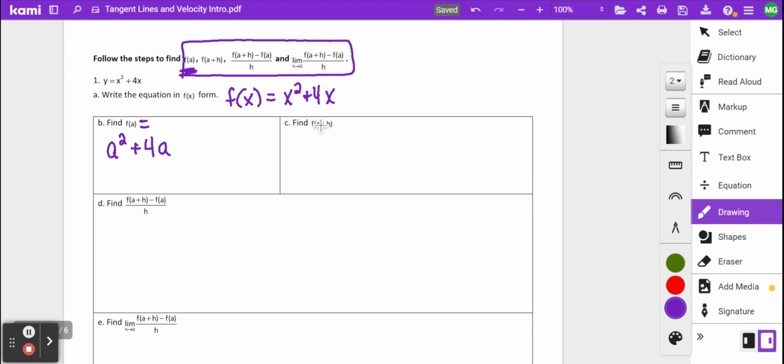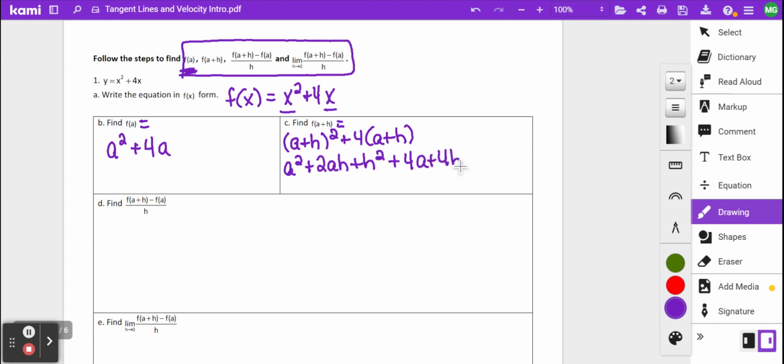A little bit more challenging is now we're going to substitute a plus h in everywhere we see an x. So we have a plus h squared plus 4 times a plus h. And this is why I told you to memorize, because if you don't even have to think about this, it'll be really good for you in terms of saving time. Distribute that 4, and look at what we have. We have that expanded for us. Very nice. So we're kind of piecing this together.